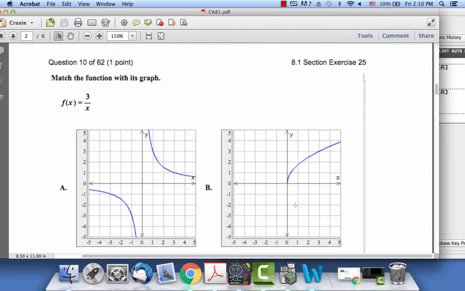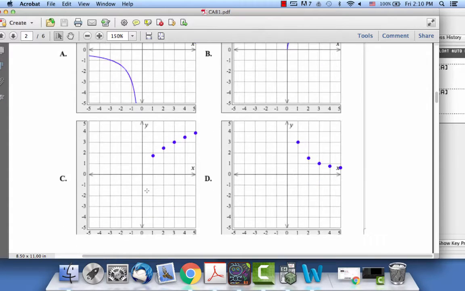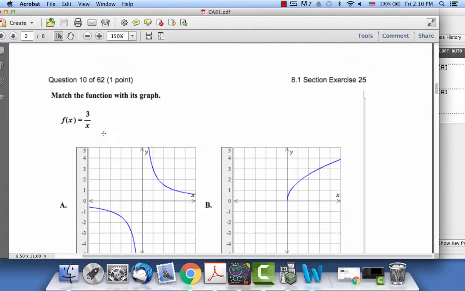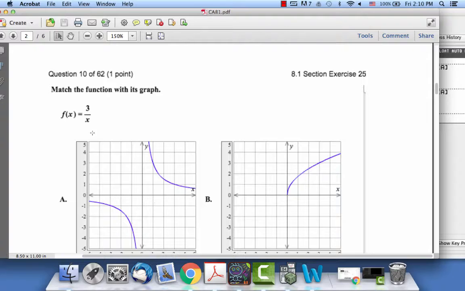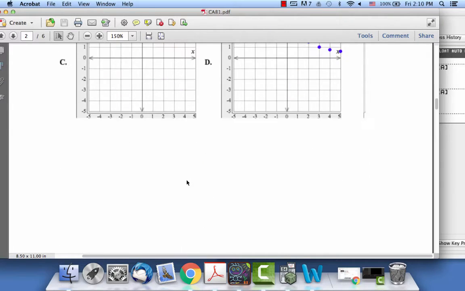Okay, so this is not a sequence. This is going to be referenced on the next one. We want to match the function with the graph. 3 over x is just a stretched 1 over x, right? So it should look like a here. It's continuous because it's a function. This is just normal like you've dealt with all along.